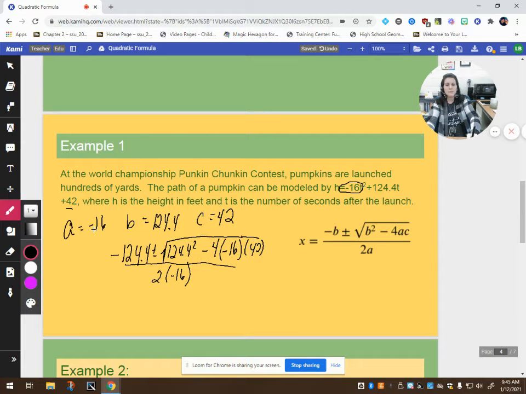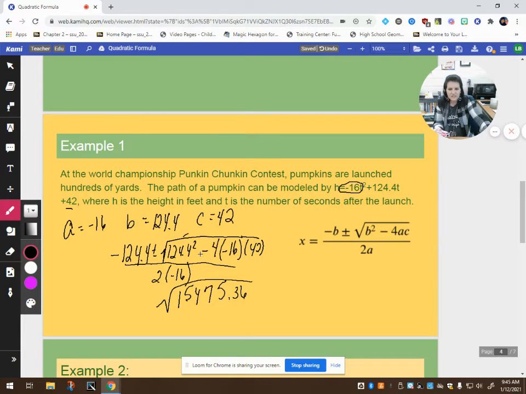I always begin by simplifying what's underneath of the square root symbol. This is called the discriminant, but let's begin by simplifying that first. So I'm going to use my handy-dandy calculator because I don't know what 124.4 squared is without typing it in. Whoo, it's a big number. It is 15475.36. Then I'm going to go ahead and multiply negative 4 times negative 16 times a positive 42.